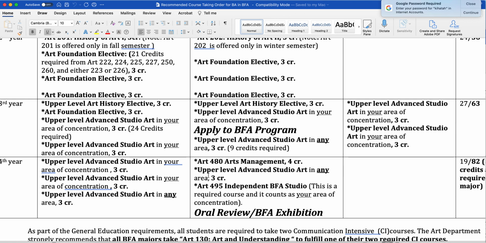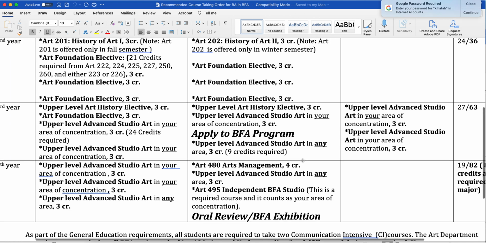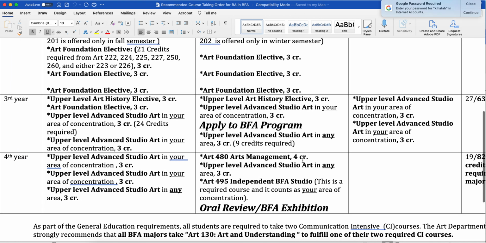Now, in addition to it, you have to have Art 480 Arts Management. This is a required course. It's not a studio course, but it's about learning how to be an artist, how to survive as an artist, writing a resume, applying for a job, applying for a grant. You can do some volunteering. There are many things you can do in this arts management class.